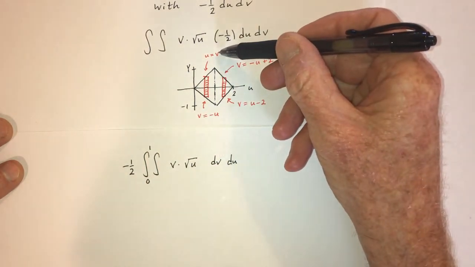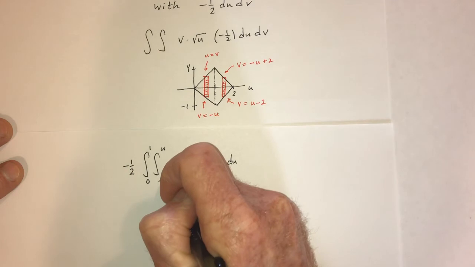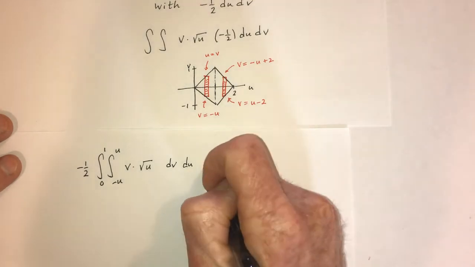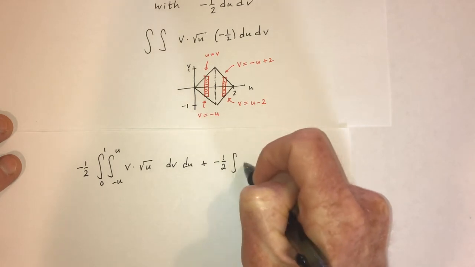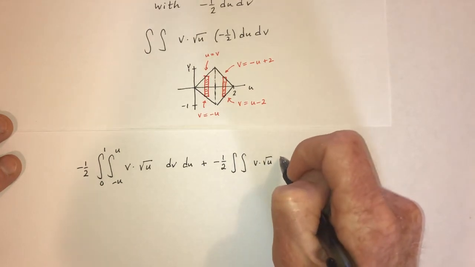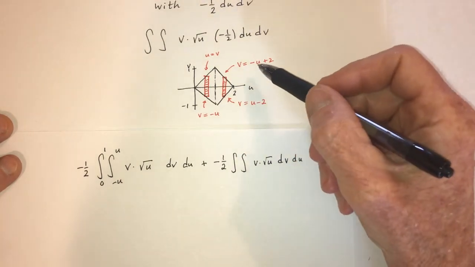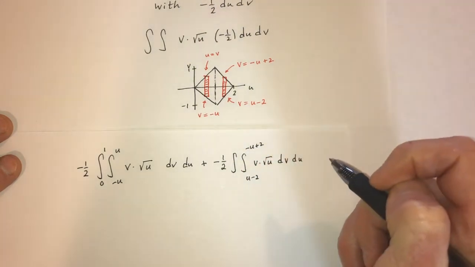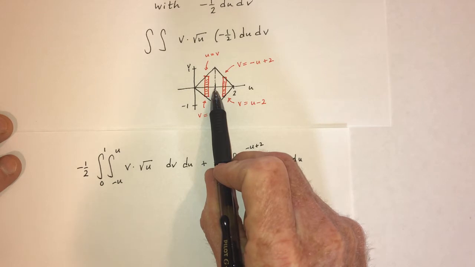And then the v, so at the top, v is equal to u. And at the bottom, v is equal to negative u. All right, then add on this side. So again, you could factor out the negative 1/2. It's still going to be v times the square root of u. And I'm still going to go dv du. And for this one, the v is negative u plus 2 on the top and u minus 2 on the bottom. And then the u needs to go from 1 to 2.